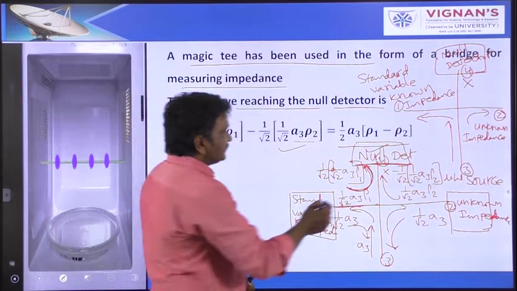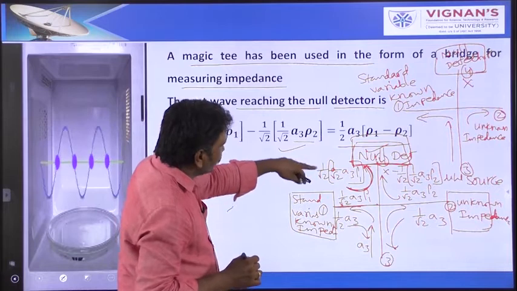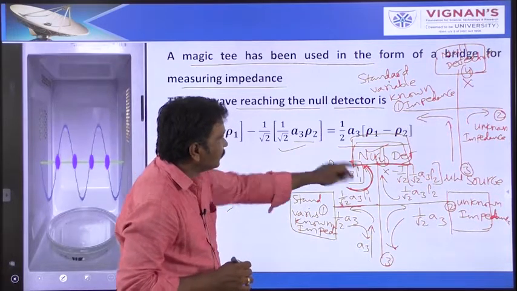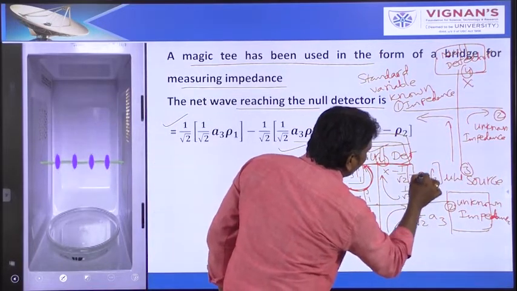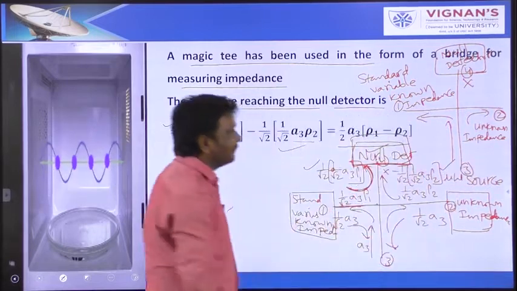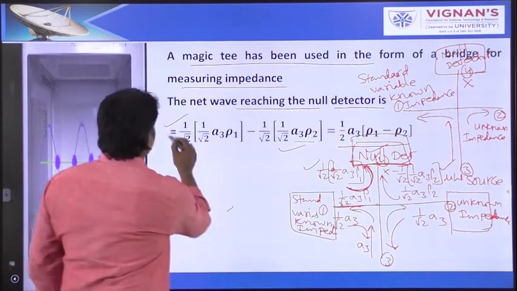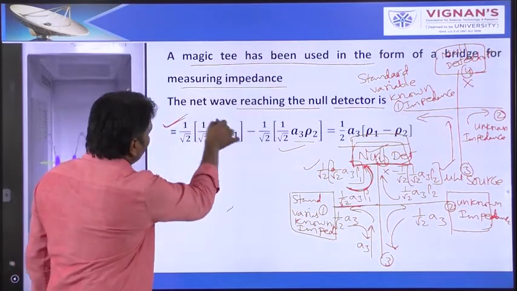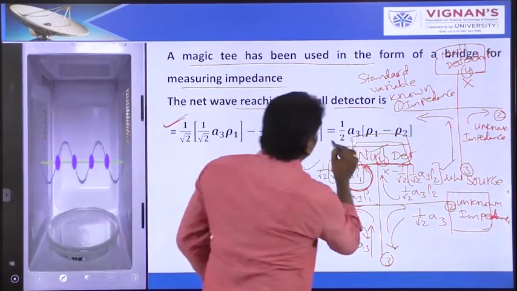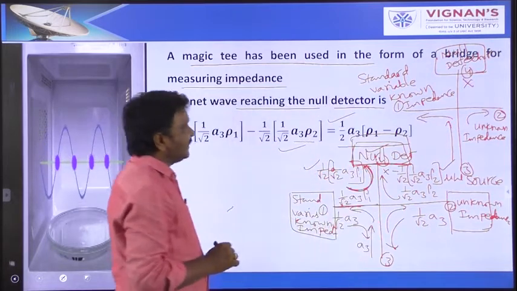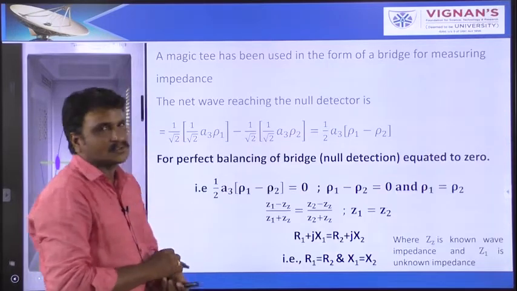Okay, now the net value at the null detector is, see, this one is 1 by root 2 into 1 by root 2 A3 into rho 1 power, that is positive, and here this 1 by root 2 into 1 by root 2 A3 into rho 2, that is negative. So this plus and this minus, these two will be like this. See, here 1 by root 2 into 1 by root 2 into A3 rho 1 minus 1 by root 2 into 1 by root 2 A3 rho 2, that is equals to 1 by 2 A3 into (rho 1 minus rho 2). From this we can conclude rho 1 is equal to rho 2, right?